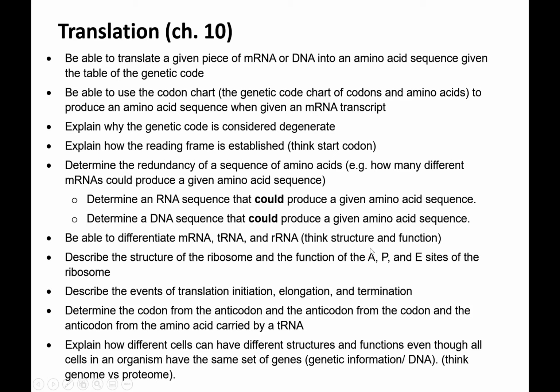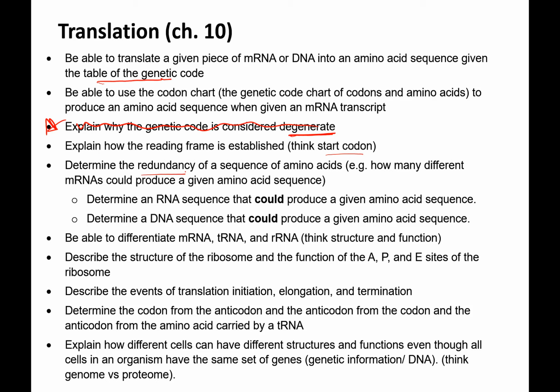Be able to translate a given piece of mRNA or DNA into amino acid sequence. I will always give you the mRNA table, the codon table. Be able to use it, which goes with explaining why it's degenerate. Explain how the reading frame is established. Think start codon. Determine the redundancy. That's what we talked about: how many different mRNAs could produce the same amino acid sequence, right?